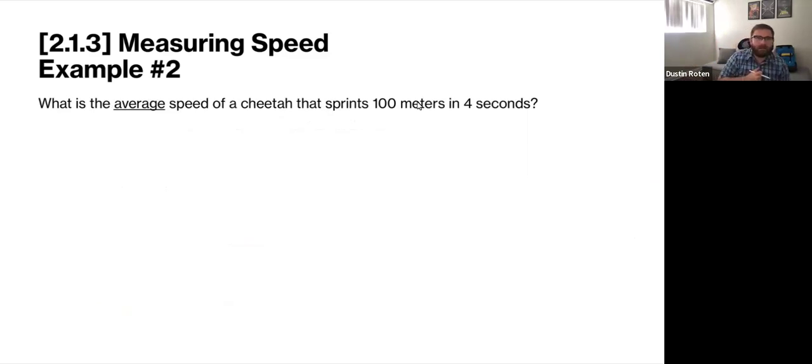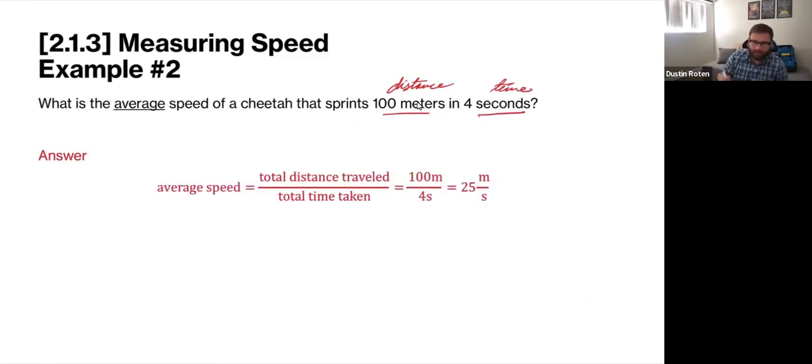All right, so let's take a look at a very simple example. What is the average speed of a cheetah that sprints 100 meters in 4 seconds? So we have our distance, and we have a time. We have both pieces we need to do this calculation. We simply plug in the distance traveled over the total time taken, and its average speed is 25 meters per second.